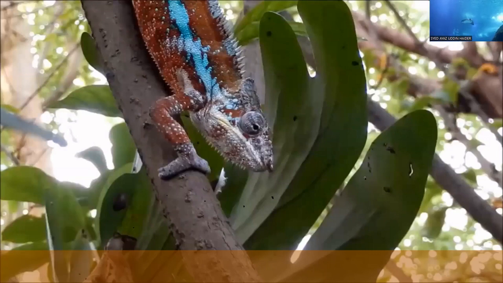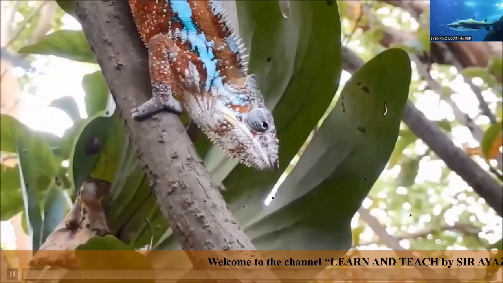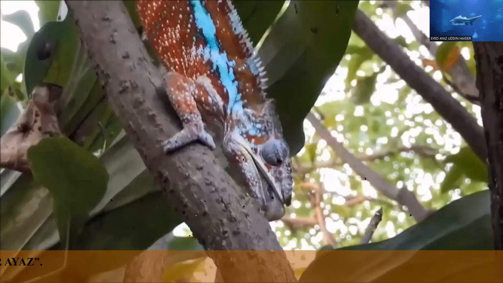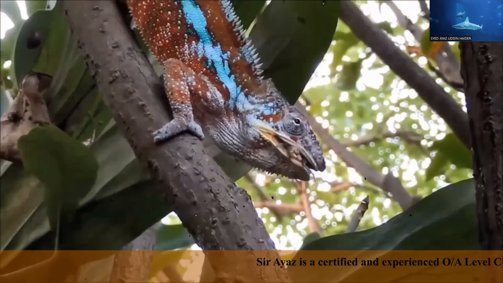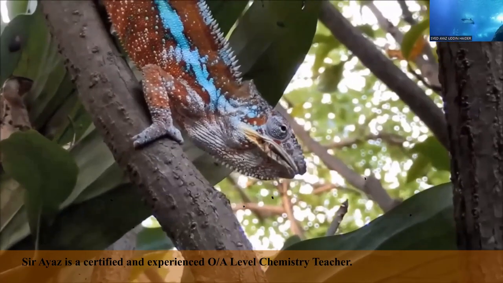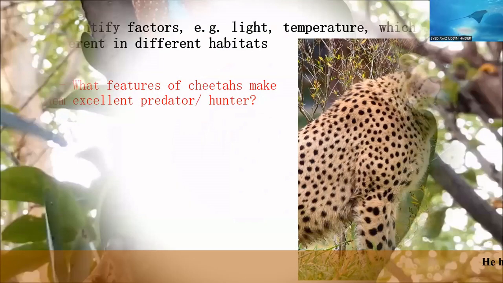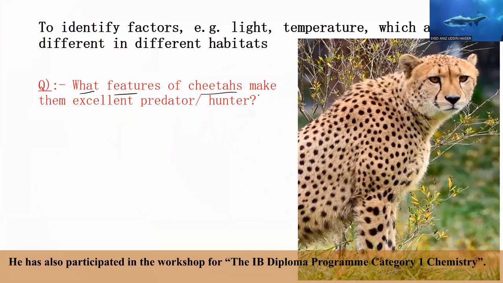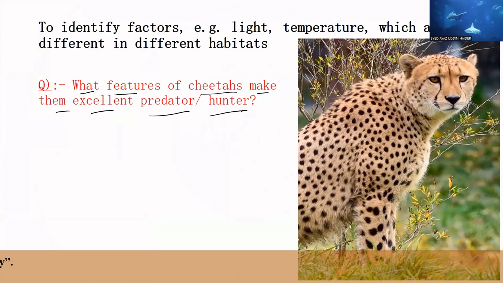You see this video? In this video, you see this chameleon is hunting insect. So chameleon is predator and this insect is the prey. Question: what features of cheetahs make them excellent predator or hunter?